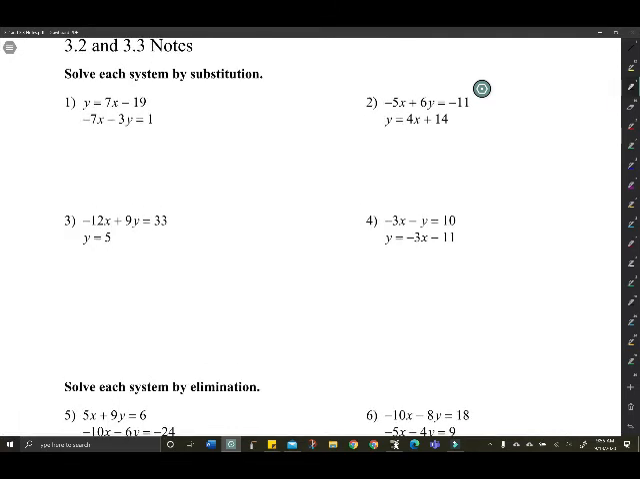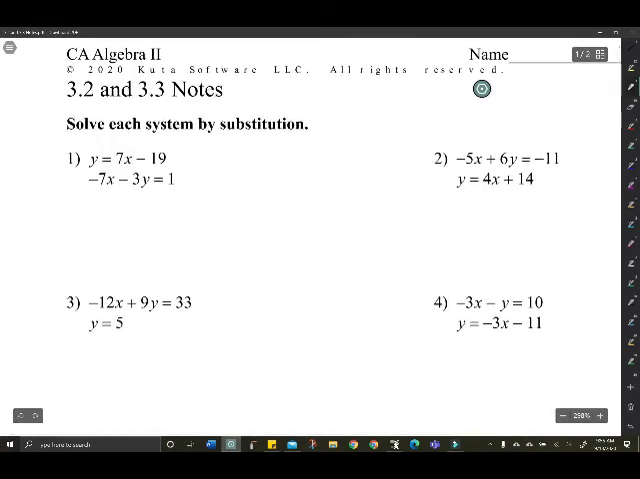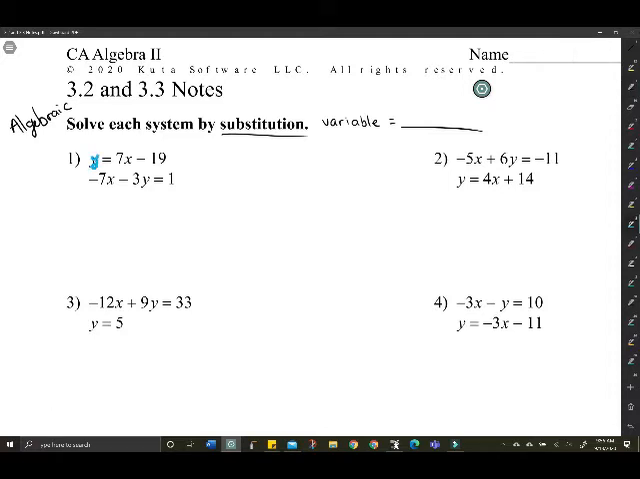Again, last lesson, we solved by graphing. These are algebraic methods to solve systems. The first one is known as the substitution method. Why is it called the substitution method? Well, it's most useful if you have a variable that's already solved for, so a variable that's equal to some other string. For number one, we have y solved for as 7x minus 19. What we can do then is substitute it, hence the name, into y right down below.